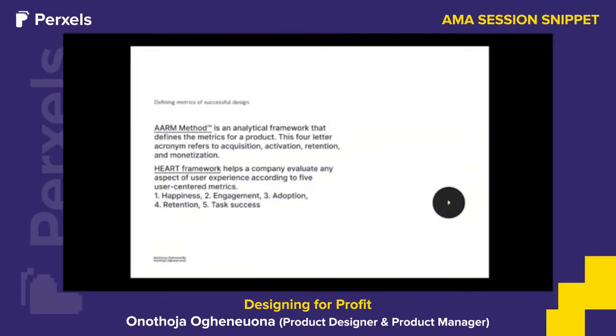When building a product as a designer, there are different types of metrics you can use. There's the pirate metric, the ARM metrics, and the HEART framework. ARM basically means activation, acquisition, retention, and monetization, while HEART means happiness, engagement, adoption, retention, and task success.